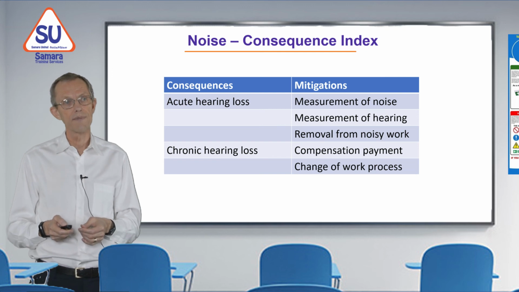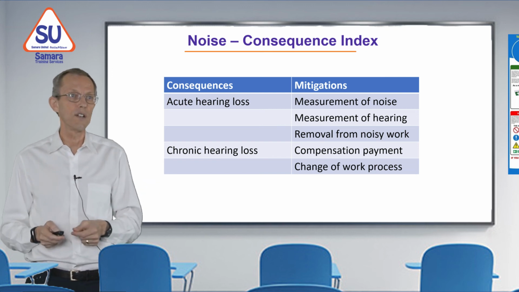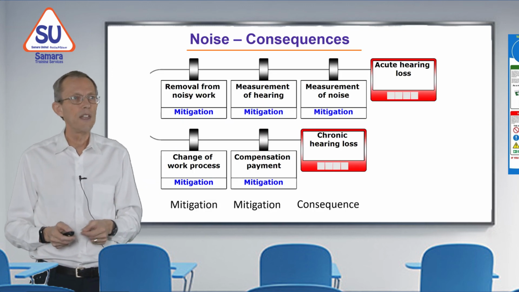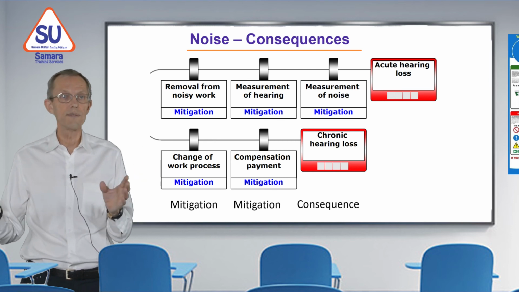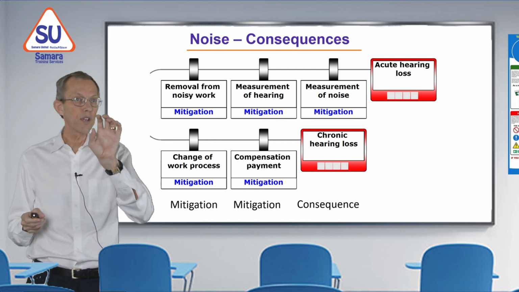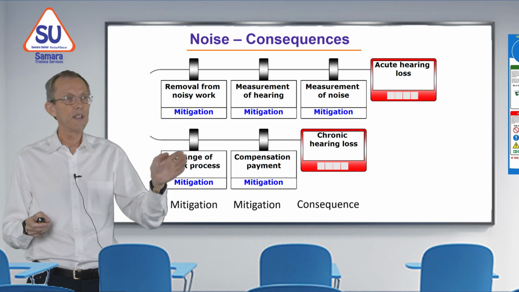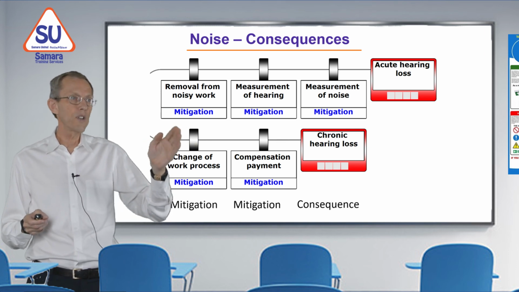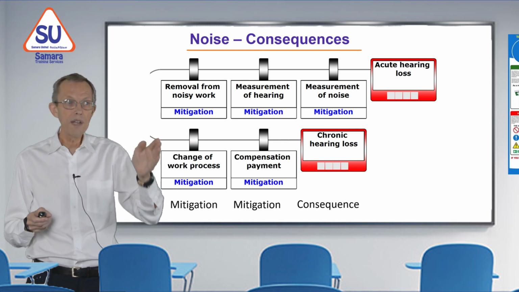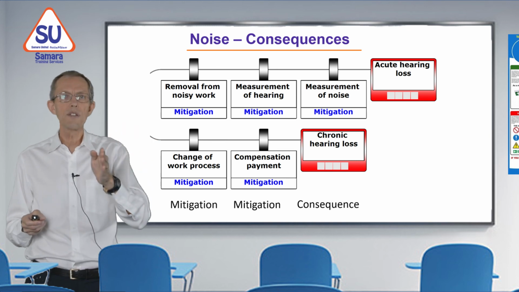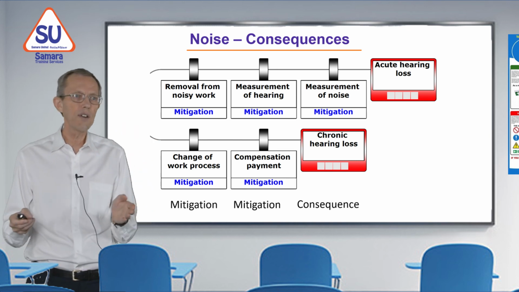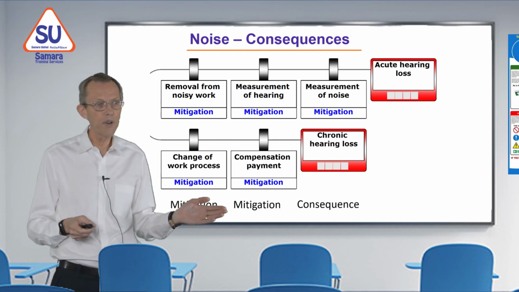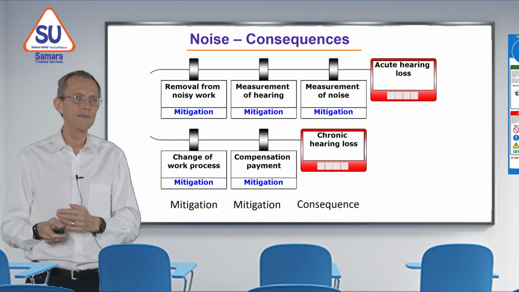So if we put those things onto the diagram, this is the consequence side of the bow tie. So we have, for acute hearing loss, 3 barriers. We have remove the person from the noisy work, measure the hearing, measure the noise. And for chronic hearing loss, we have change the work process or compensation.